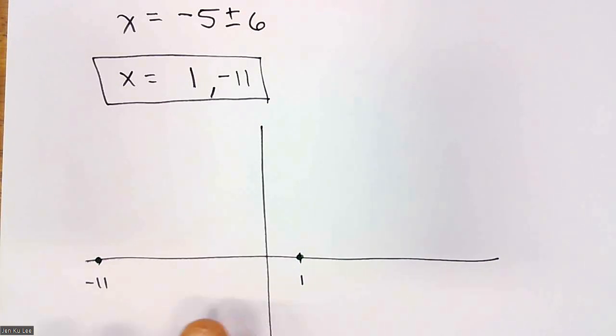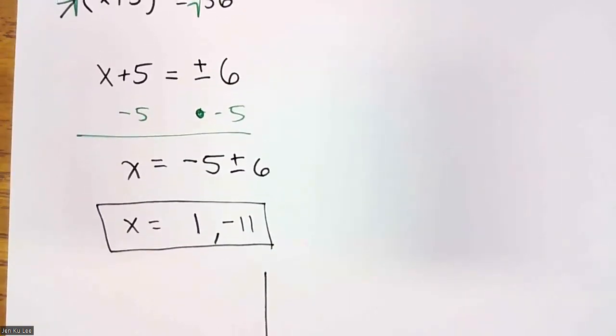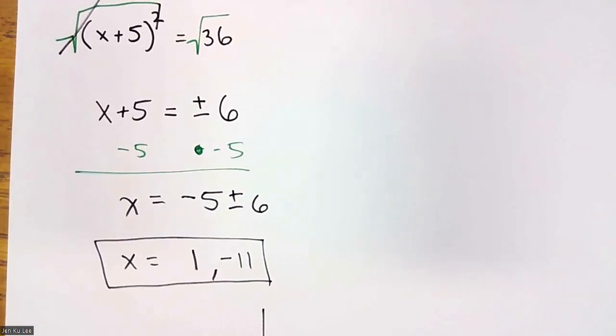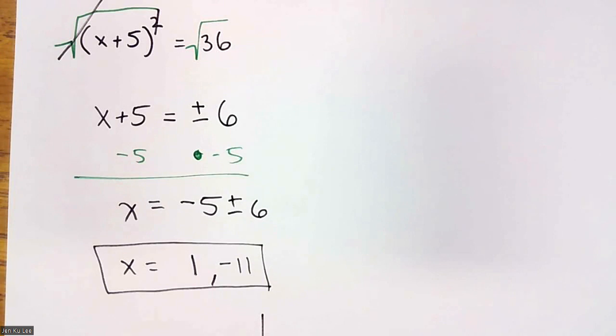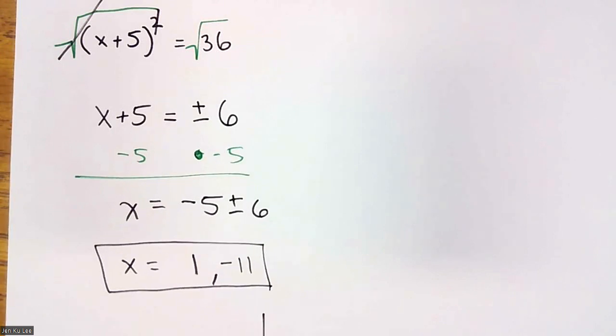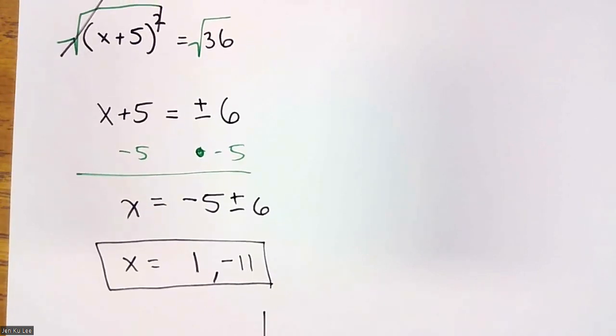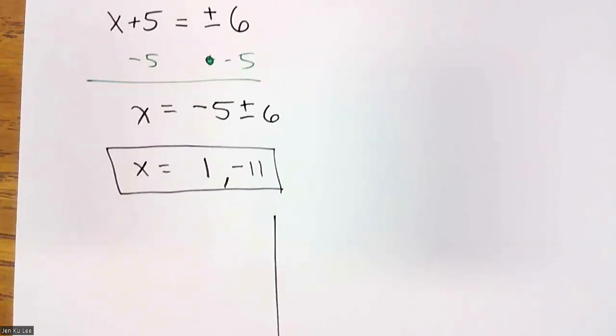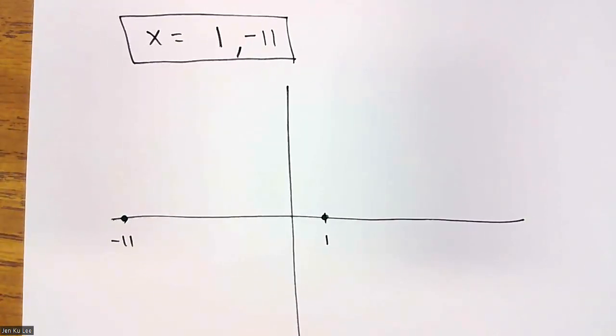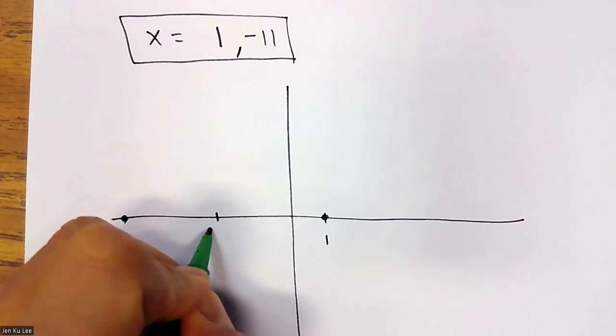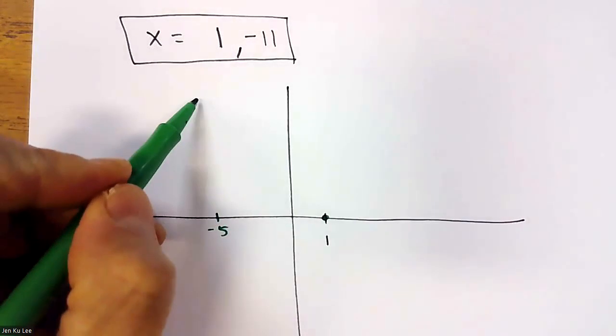What's the midpoint between 1 and -11? You don't even have to do any math. You can look at the equation itself. What's the midpoint? Or you can do math and figure it out. What's the midpoint between 1 and -11? -5, right? So here lies my axis of symmetry.